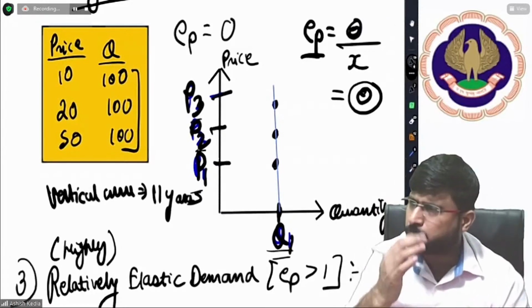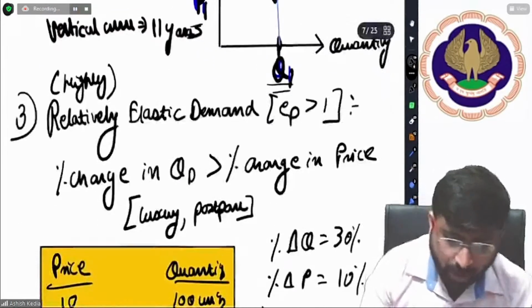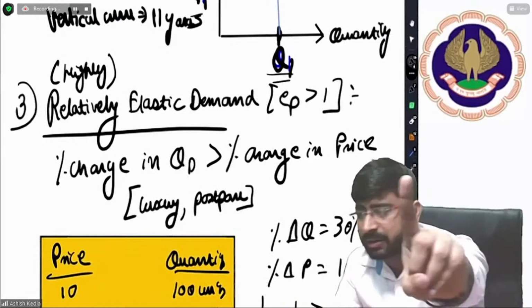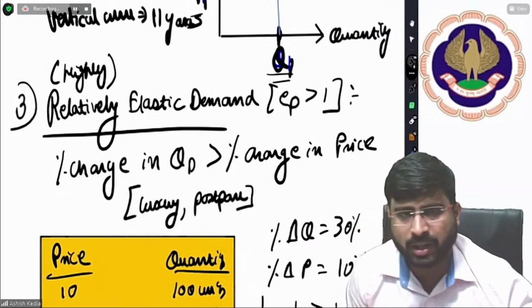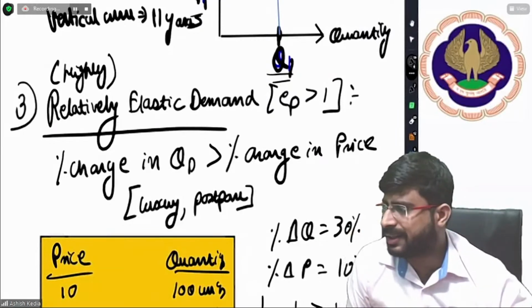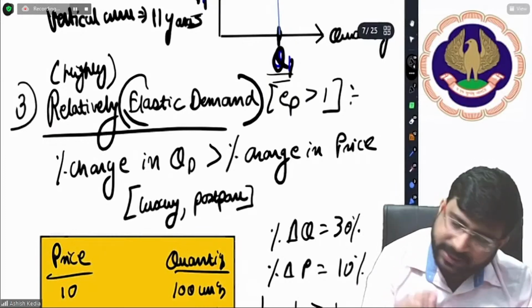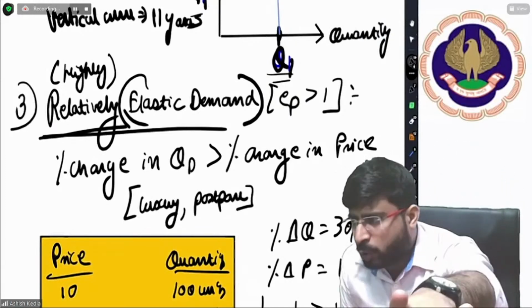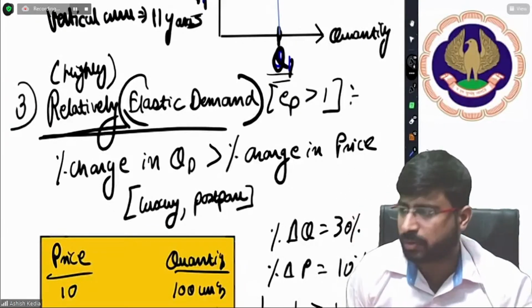Got it, sir. So both of them were somehow perfect in nature. Okay, but let's talk about something realistic. This is called relatively elastic demand. Acha, remember one more thing. If in your examination, pay attention everybody, if the institute mentions the word elastic demand, it means they are talking about relatively elastic demand. Please remember. Will you remember this? Come on, God promise, will you remember this? Yes, sir, God promise, we will remember this.